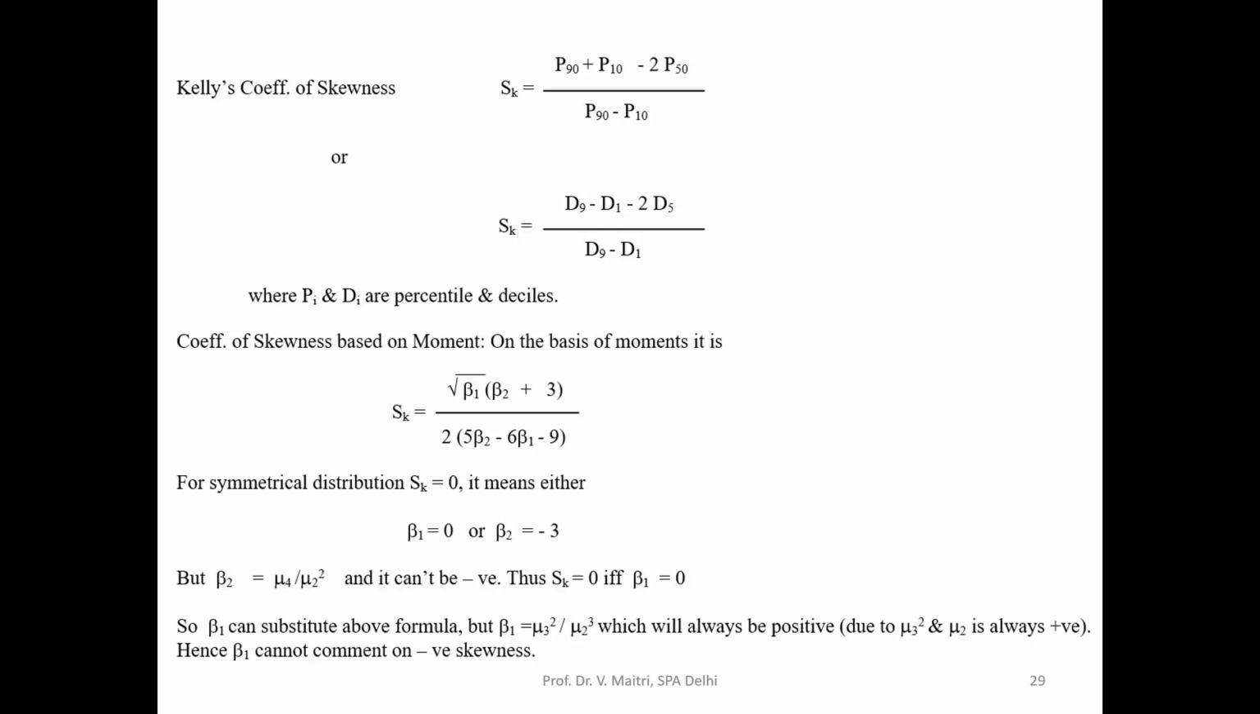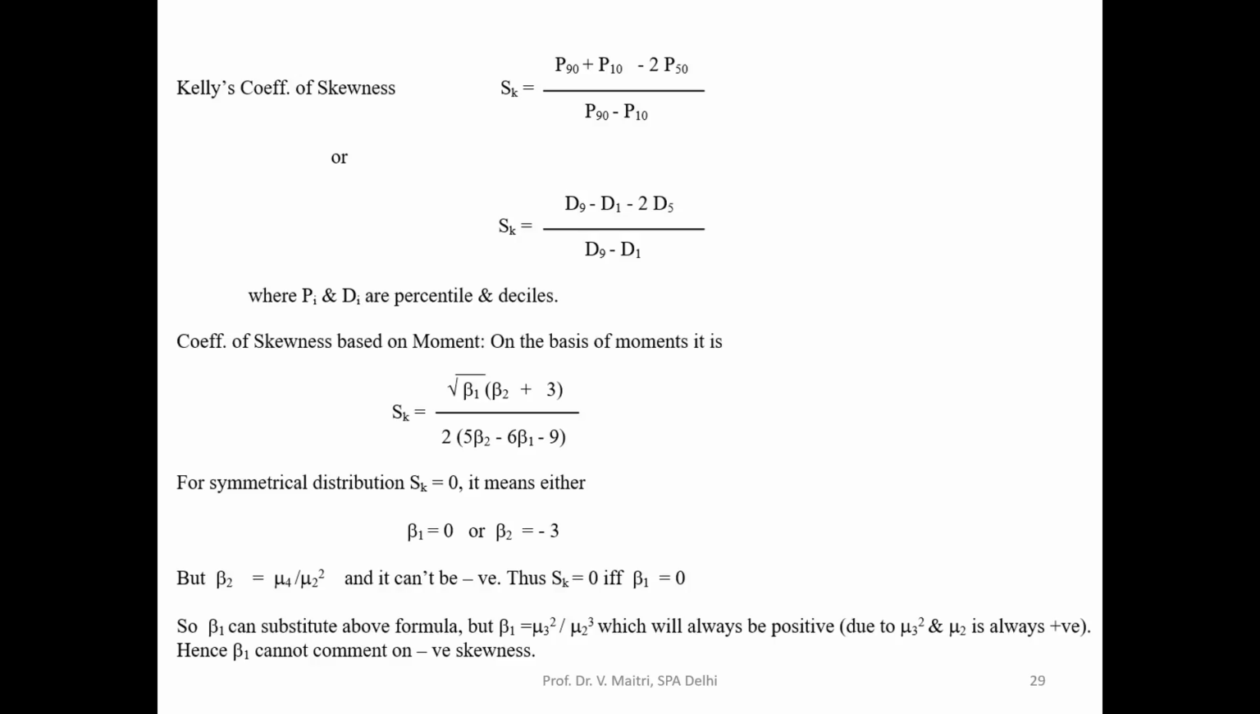Now Cayley's coefficient of skewness is on the basis of percentiles and deciles. In the percentile formula, Sk is equal to P90 plus P10 minus 2 times P50, divided by P90 minus P10. And in the form of deciles, it is D9 plus D1 minus 2 times D5, divided by D9 minus D1. So in the form of percentile and decile also we can calculate Cayley's coefficient of skewness.